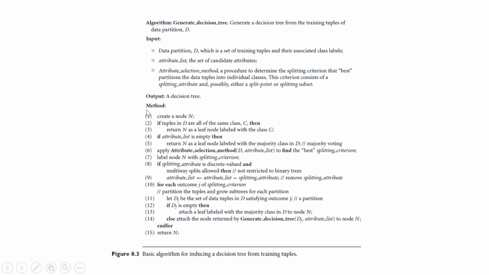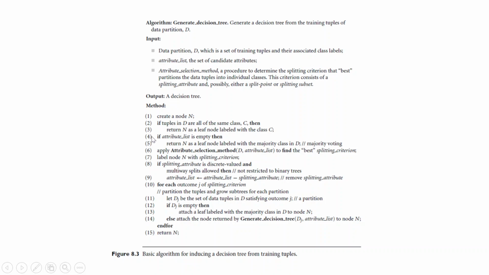The method is: first we create a node n. Now if the tuples in D are all of the same class, that is, given D, which is a set of tuples, if all of them belong to the same class, there is no need for further division. Then we put all of the elements into the node n and return node n as a leaf node labeled with the class C. All of them belong to the same class, so nothing needs to be done.